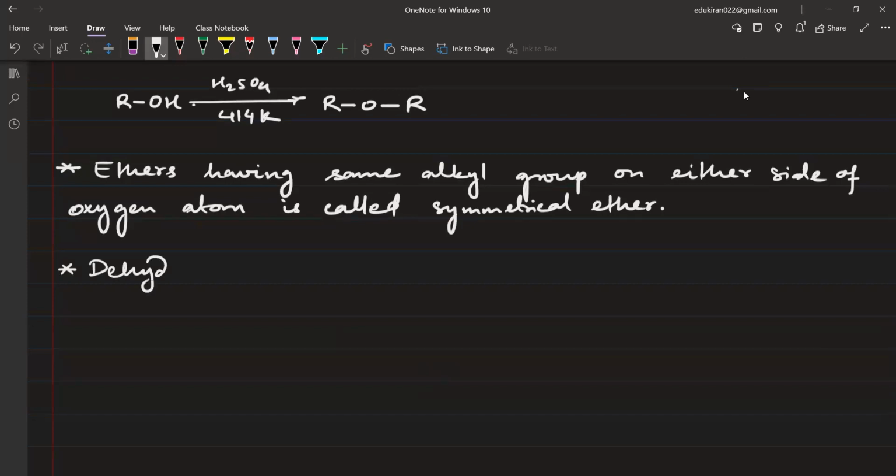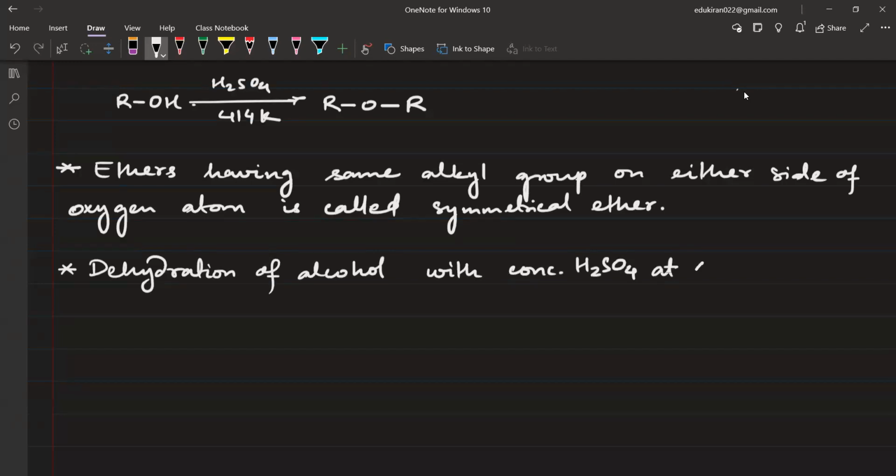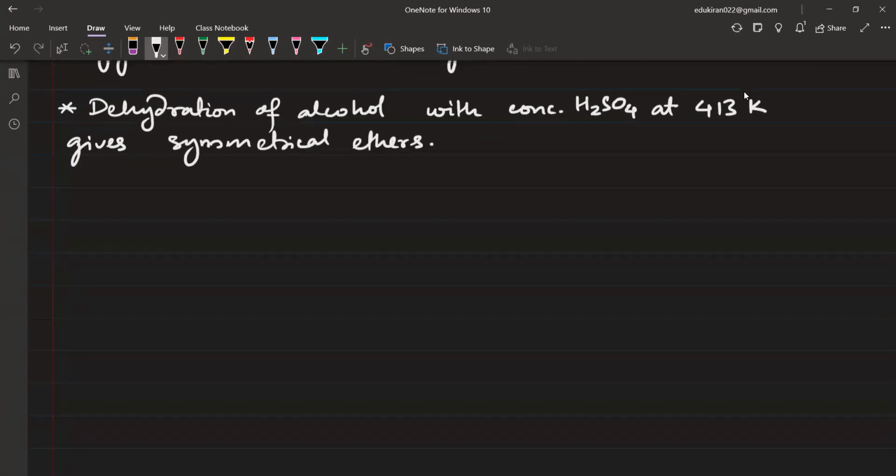Dehydration of alcohol. Dehydration of alcohol with concentrated H2SO4 at 413 Kelvin gives symmetrical ethers. Now we will see some problems.